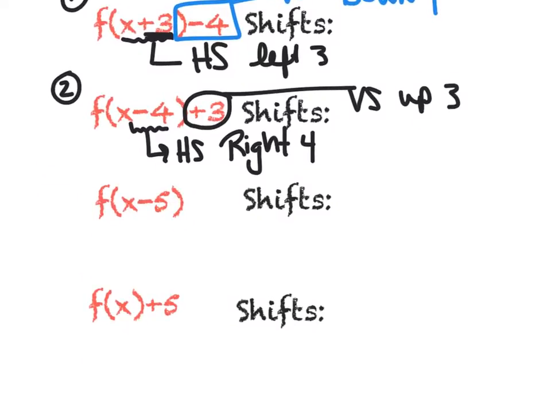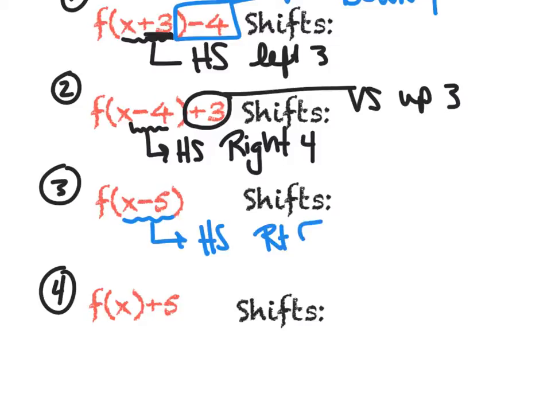All right, I've got 2 for you. Questions 3 and 4. Jot them down and write down their shifts. Notice I just have an inside, so I'm just going to do a horizontal shift, and I'm going to go right 5. Notice there is no vertical; nobody's being added or subtracted. And in number 5, I'm going to do the opposite. I have a vertical shift this time, no horizontal, so I'm just going to go up 5.